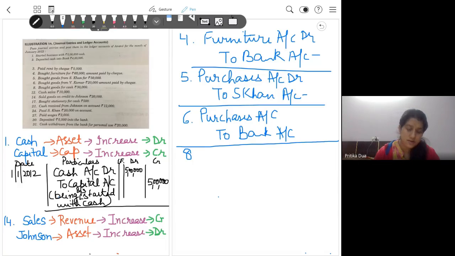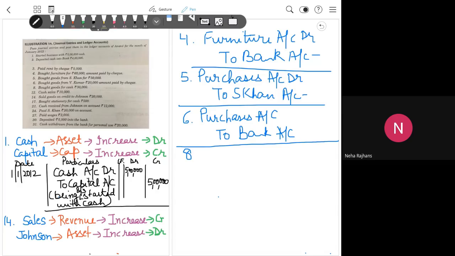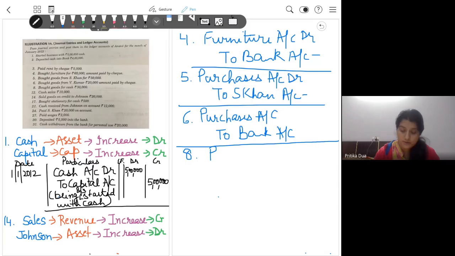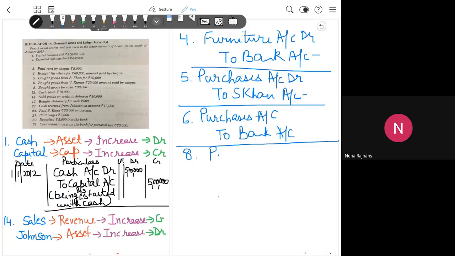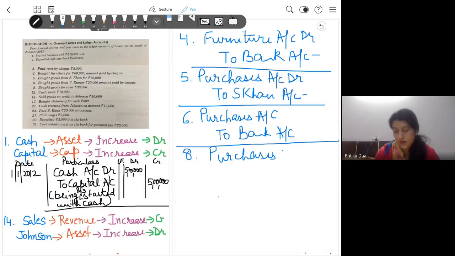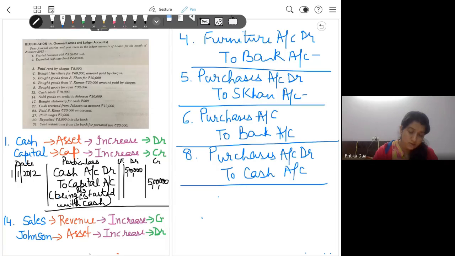Okay, after 6th, I asked, who was the next person I asked to answer? Neha? Yes, ma'am. Yes, Neha, entry for 8th. Purchases account debit to credit account. Which account is credited? Cash account, sorry. Okay, purchases account debit to cash account. I hope this is clear to everyone since we have done so many entries on purchases. Next, Simran for 12th.